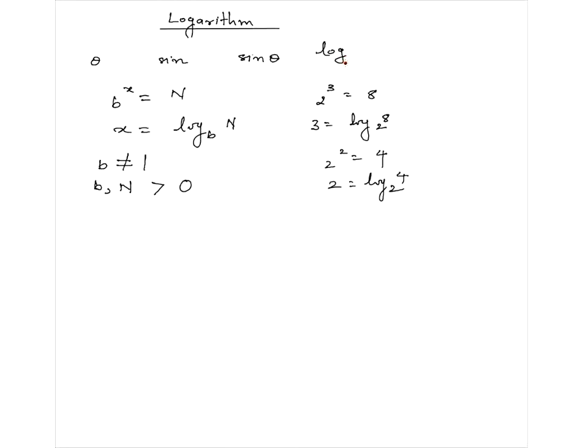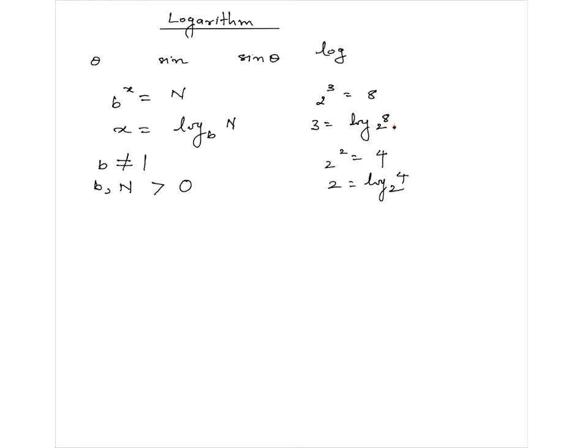2 to the power 3 is 8. You know that. 3 is called as log of 8 to the base 2. This is not 2 to the power 8. 2 is the subscript. That's why it is called the base. So 3 is log of 8 to the base 2.